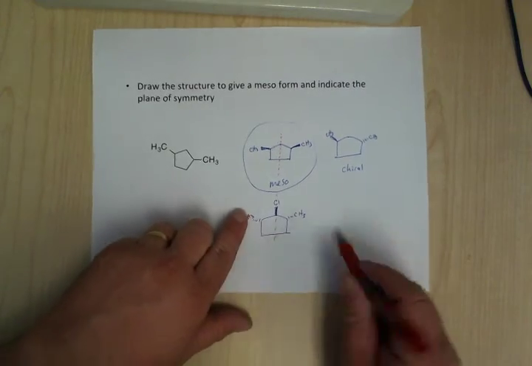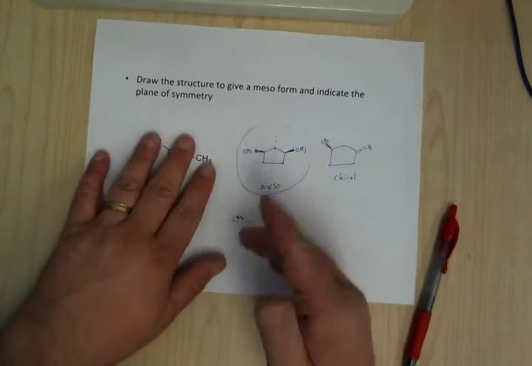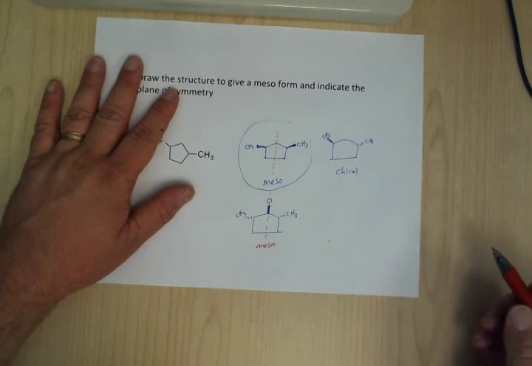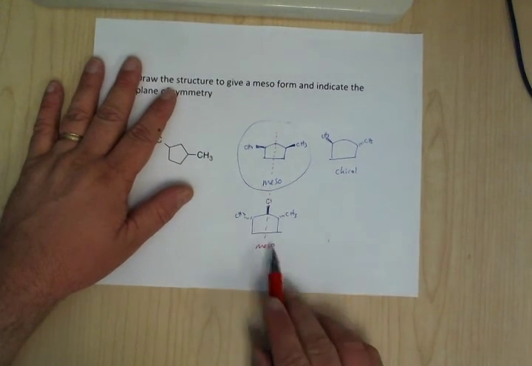So these CH3s are underneath, so it's a plane of symmetry. There we go. So this is also meso as well. Don't be afraid to slice through an atom.